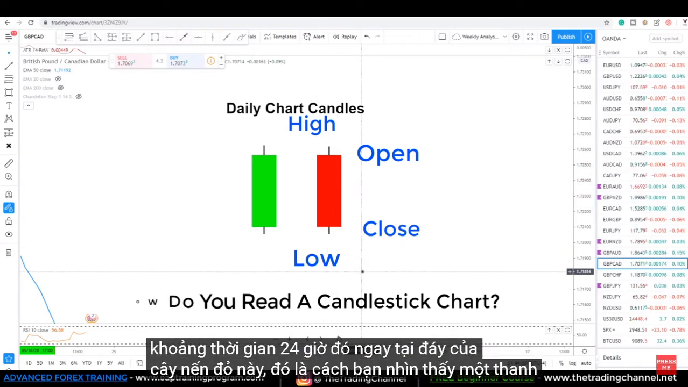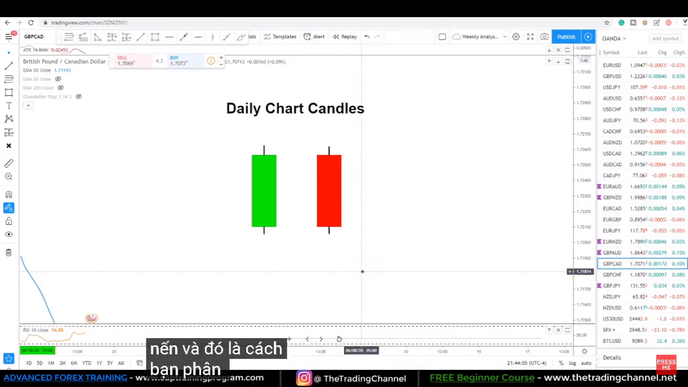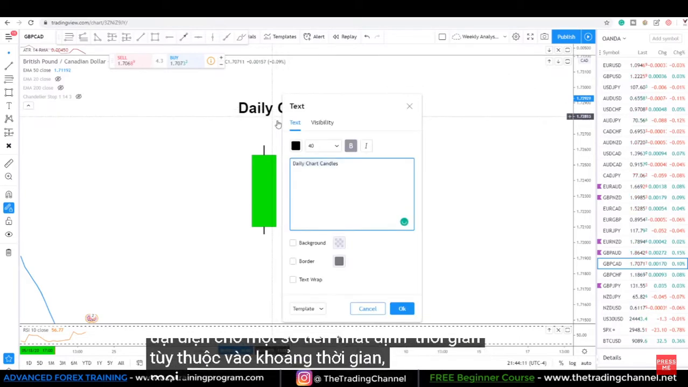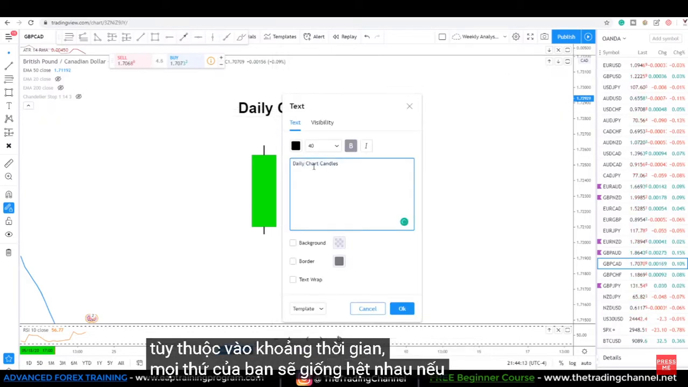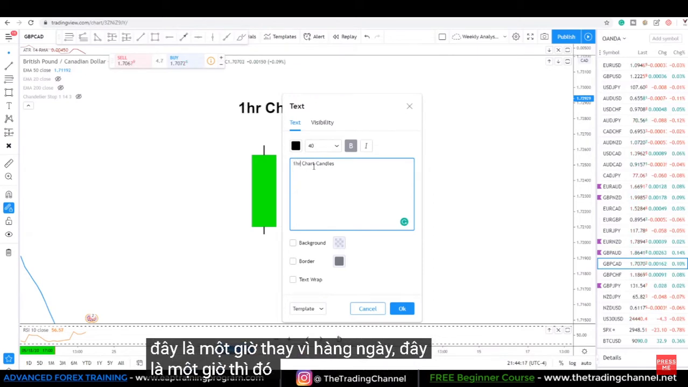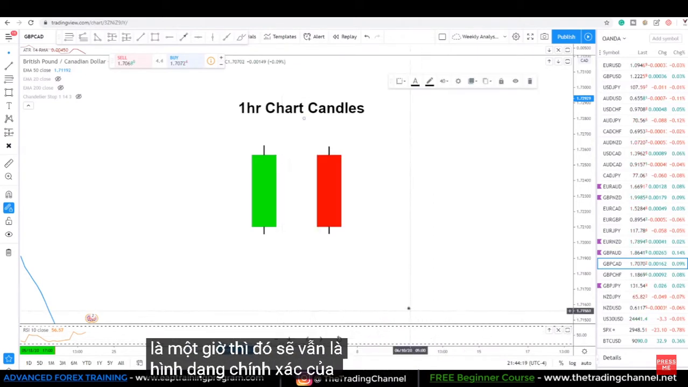So that's how you see a candlestick, and that's how you break down the anatomy of each and every one of these candlesticks. It represents a certain amount of time depending on the time period you're on. Everything would be exactly the same if this was 1 hour instead of daily. It would still be the exact same anatomy of a candlestick.